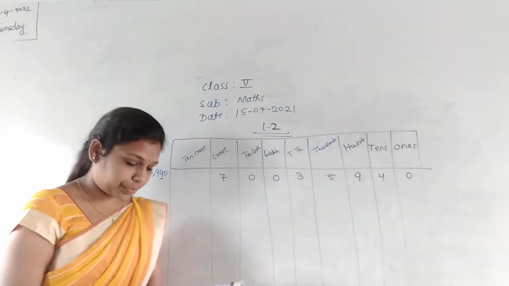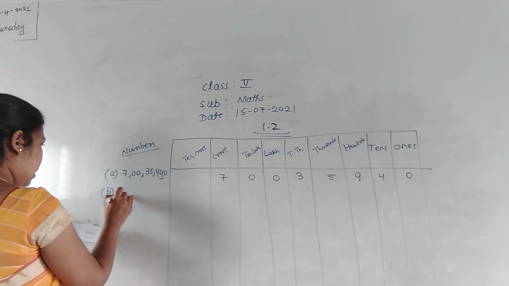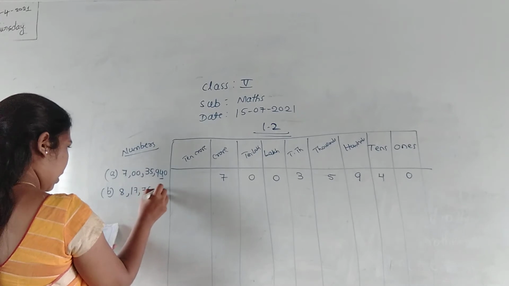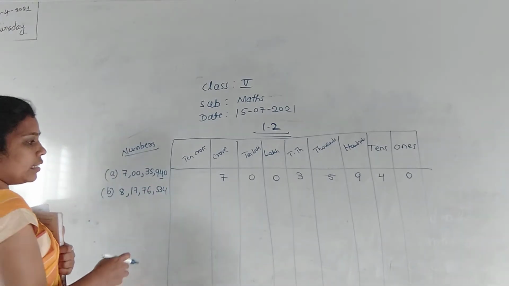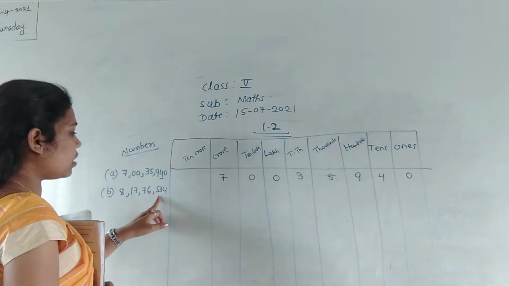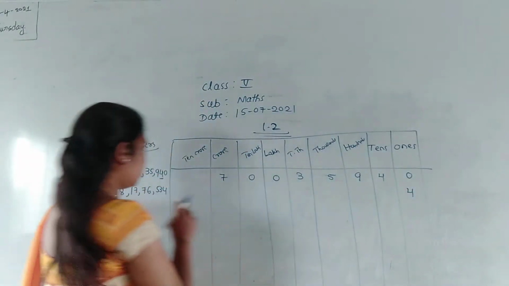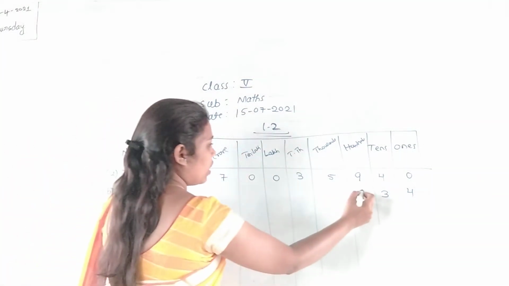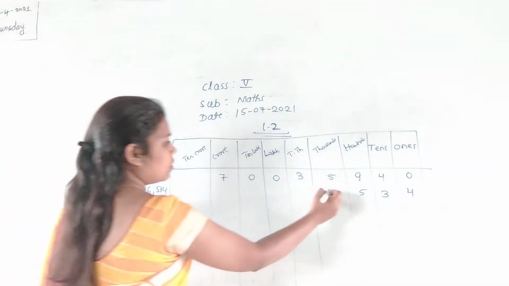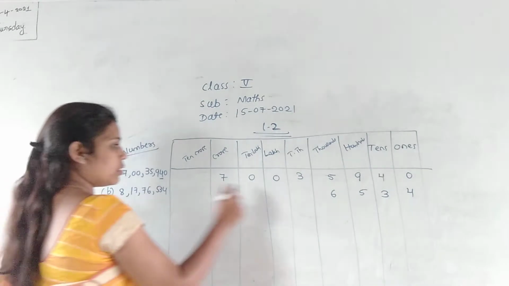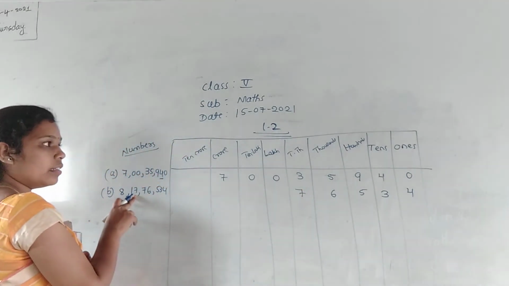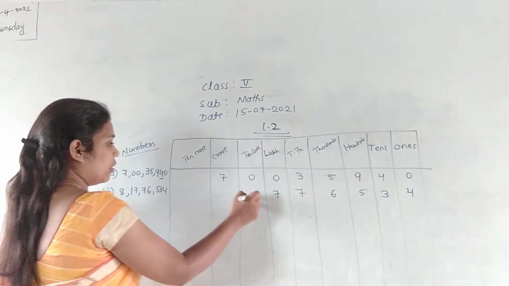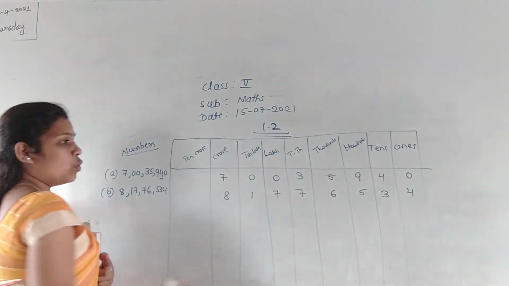What is the next number here? Next number is 8,17,76,534. This is the next number. Write it in the place value chart. So in ones place, what is the number? In ones place, 4 is there. Next, in tens place, 3. And next, in 100 place, 5 is there. Next, in 1000 place, 6. Next, in 10,000 place, that will be 7. Next, in lakh place, what is the value? 7 is there. Next, in 10 lakh, 1. In crore, 8 we are having. So what is the number here?